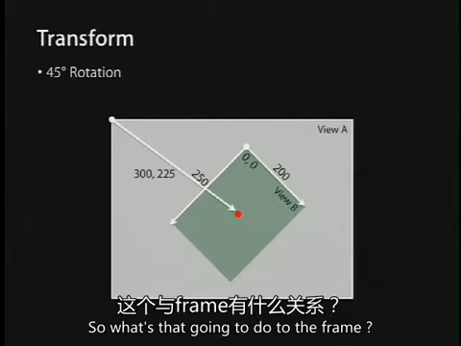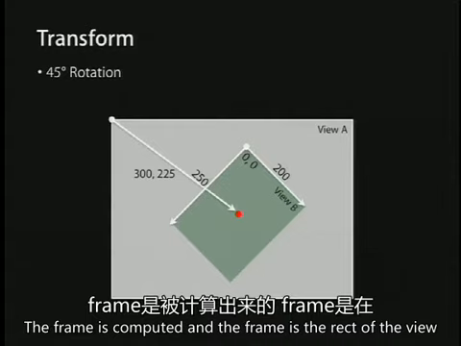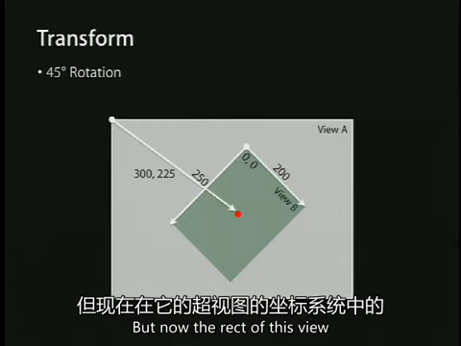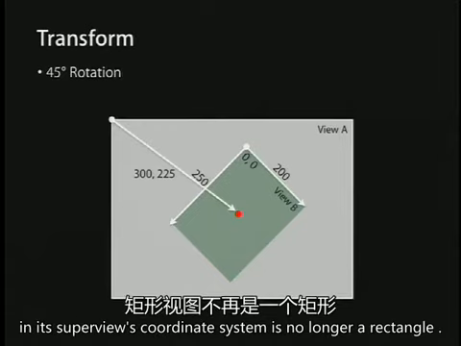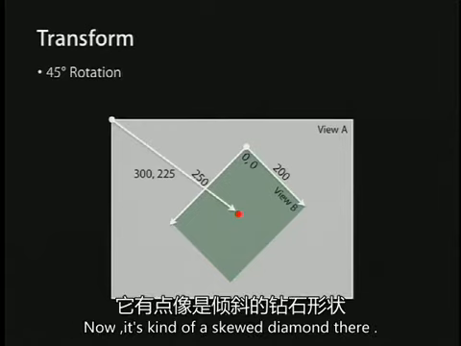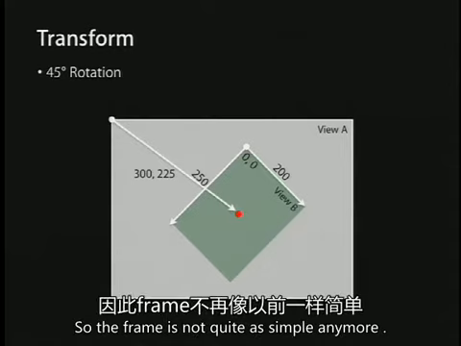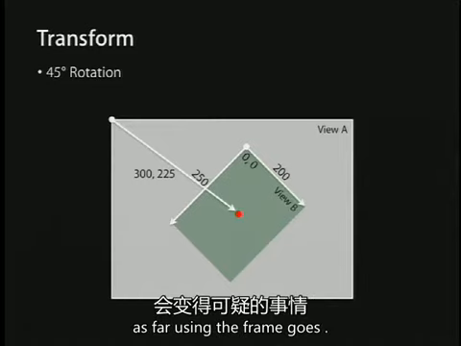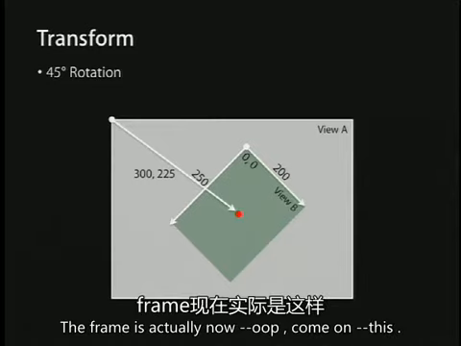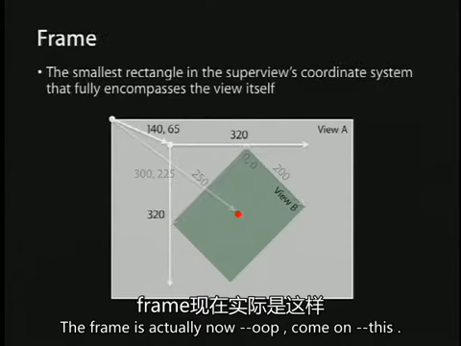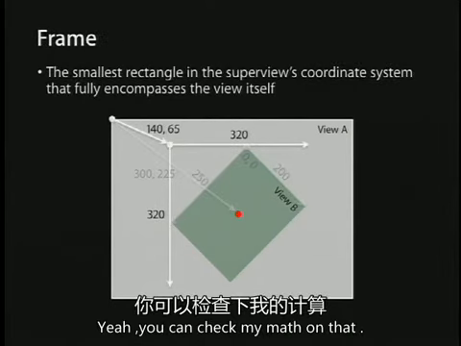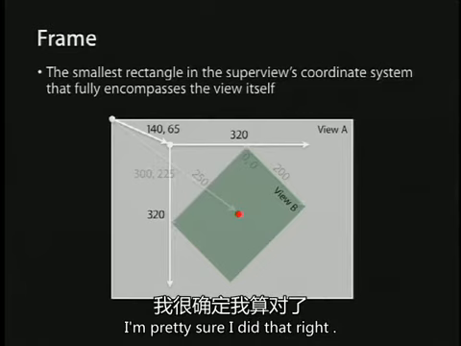So what's that going to do to the frame? The frame is computed, and the frame is the rect of the view in its superview's coordinate system. But now the rect of this view in its superview's coordinate system is no longer a rectangle. Now it's kind of a skewed diamond there. So the frame is not quite as simple anymore. This is where things get a little bit questionable as far as using the frame goes. The frame is actually now 140, 65, 320, 320. Yeah, you can check my math on that. I'm pretty sure I did that right.